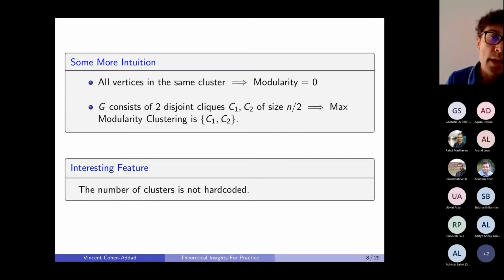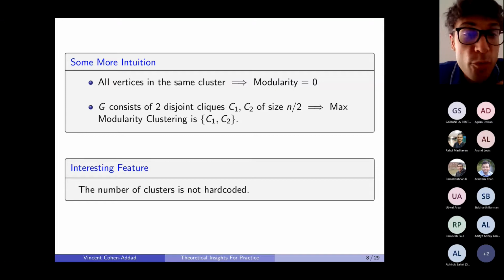And let me give you some more features of this objective. So first, if all the vertices are in the same cluster, then your modularity is zero. So it's not very good. Of course, modularity can be positive. So it's like your baseline. If you put everyone in the same cluster, you get a baseline of zero. So now, when you are maximizing modularity, you are always comparing to zero, which would be like putting everyone in the same cluster.